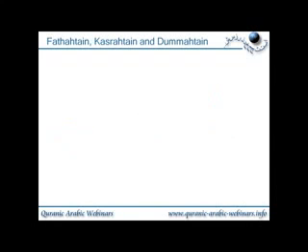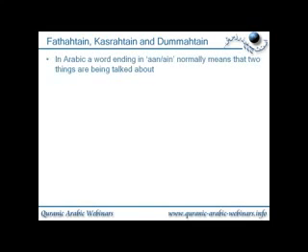Terminologies then: fathatain, kasratain and dhammatain. In Arabic, a word ending in an or ain normally means that two things are being talked about. So this is just a bit of background, again, this is really grammar. In Arabic grammar they have a concept of singular, dual and plural. So you can be talking about one thing, two things, or more than two things.